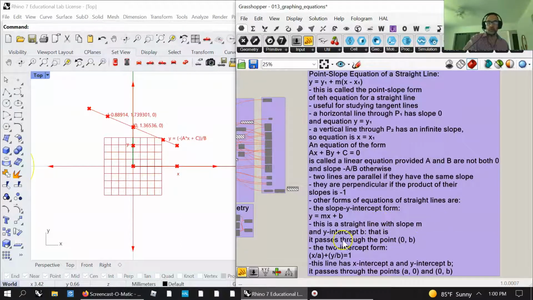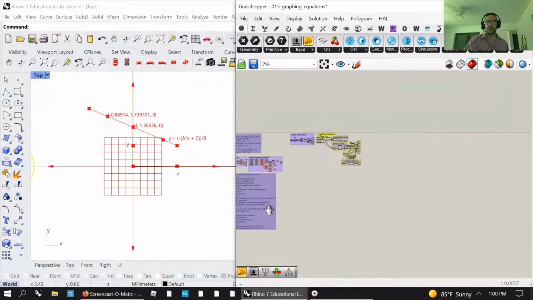Other forms of the equation which are interesting are the slope y-intercept form, which we solve for as y equals mx plus b, and this is a straight line with slope m and y-intercept b, that is, as it passes through the point 0, b. And the two-intercept form, which will come from possibly circles and ellipses, will be x divided by a plus y divided by b equaling 1. And this line has x-intercept a and y-intercept b as it passes through points a, 0 and 0, b.